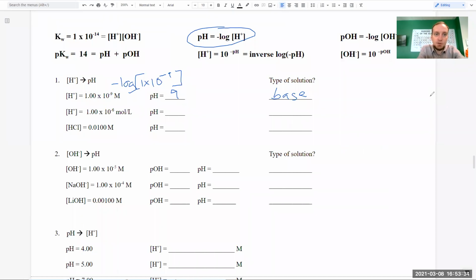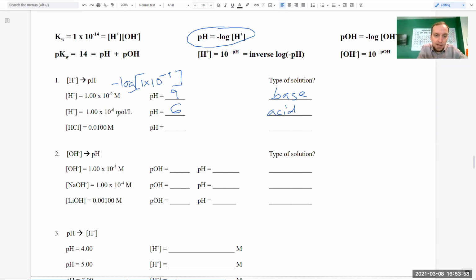All right, let's try the next one. So again, I'm going to type in, I have my H plus concentration, negative log of 1.00 E negative 6. I'm going to close my parentheses, and I get a pH of 6. A pH of 6, of course, would be acidic and on the weak side, about as weak as you could get for an acid.